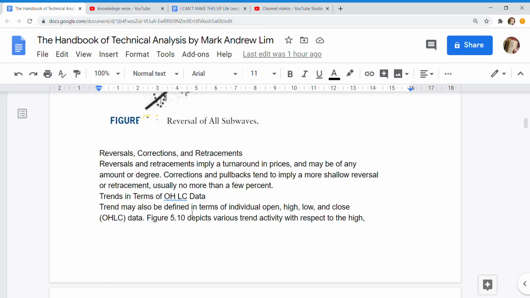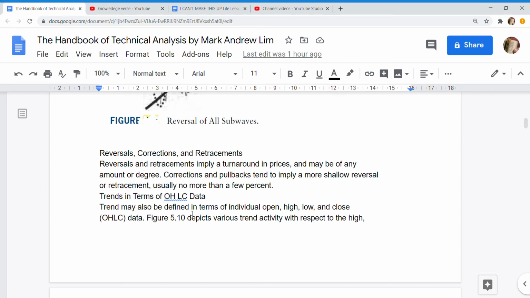Reversals and retracements imply a turnaround in prices and may be of any amount or degree. Corrections and pullbacks tend to imply a more shallow reversal or retracement, usually no more than a few percent. Trends in terms of OHLC data. Trend may also be defined in terms of individual open, high, low, and close (OHLC) data.